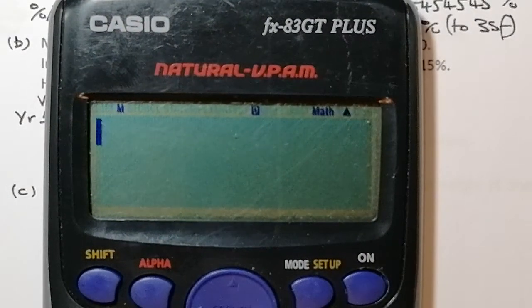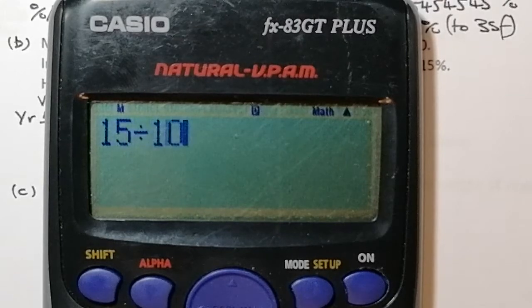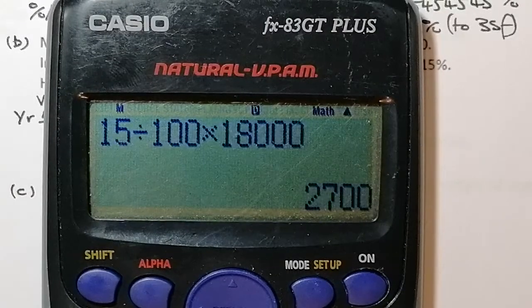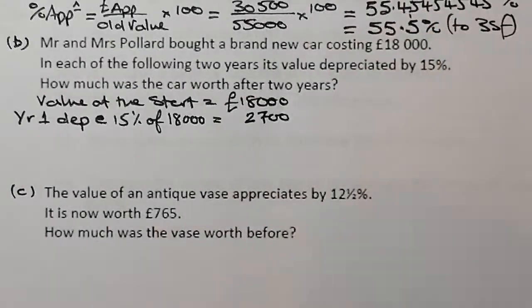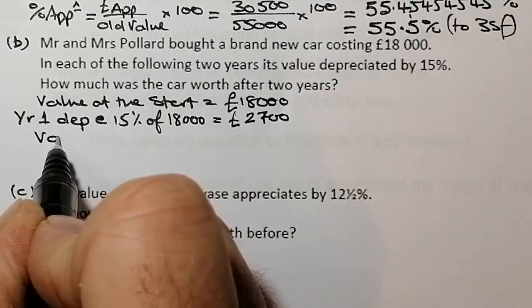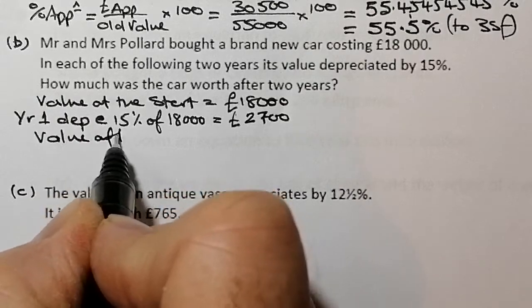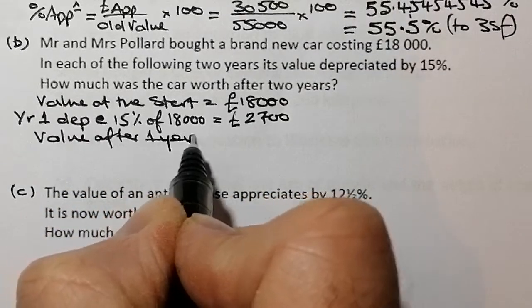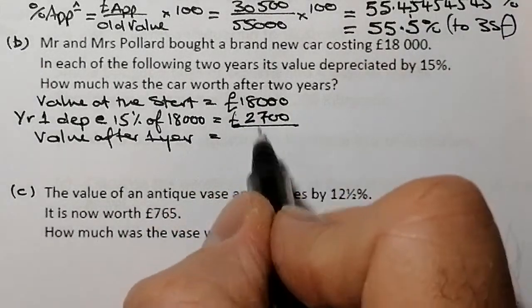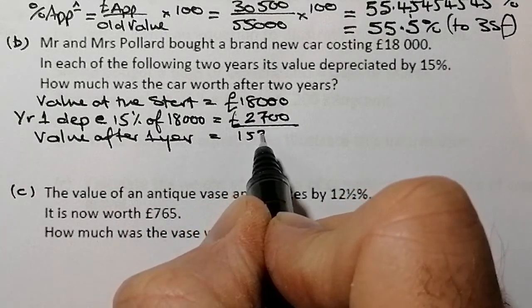Or on the calculator, I go for 15 divided by 100, that's 15%, and then multiply that by the value, and that gives us an answer of 2700. That's in pounds, so at the end of the year, that's how much they're going to lose. So the value after 1 year, I'll just take that away from the 18,000. That gives me 15,300.